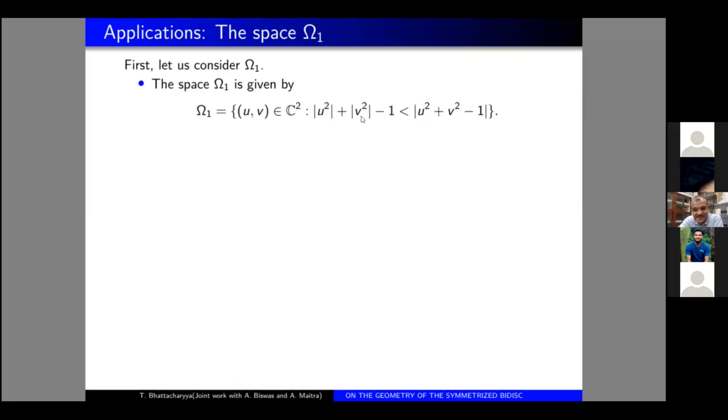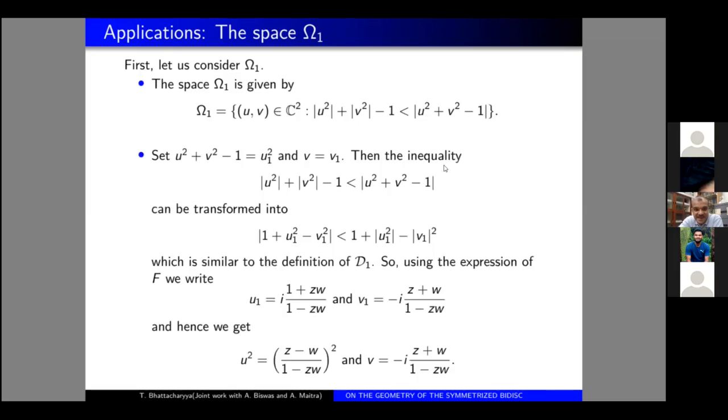Okay, omega 1 is this: all (U, V) in C2 such that this happens. And after a little bit of jugglery, you can transform these things to, so set U square plus V square minus 1 equal to U1 square and V equal to V1. Then the inequality that is there in the definition can be written slightly differently. It becomes mod of 1 plus U1 square minus V1 square less than 1 plus mod U1 square minus mod V1 square.